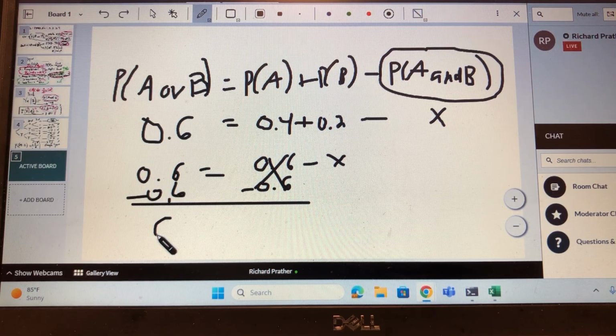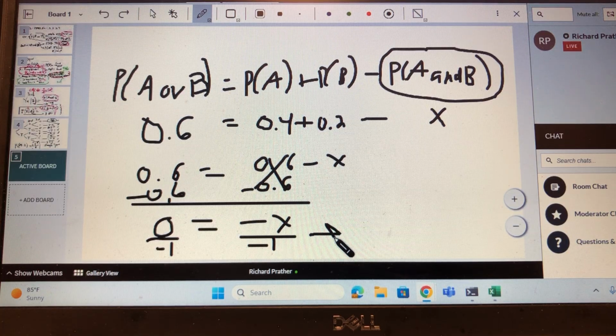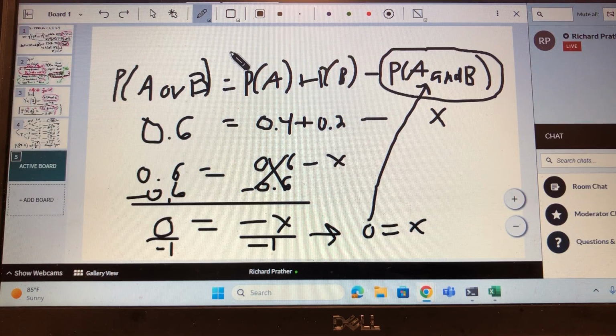So that's 0 on this side. And even though you're technically supposed to divide by -1 to make x positive, 0 divided by anything is 0. So anytime A and B equals 0, then you are mutually exclusive, because that's what makes the formula drop to the shorter version.